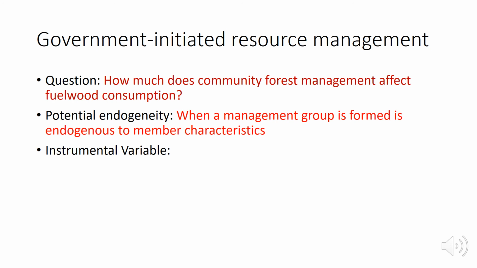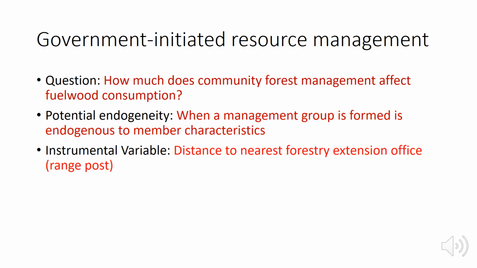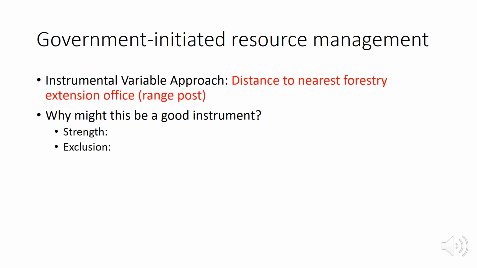Yeah, Elizabeth. I'm not sure if this would be one, but like the type of community, if it's like close to the forest versus in like a more urbanized area. Yeah, that's absolutely right. And that's actually what the paper uses. We'll put it in a different term. We'll put distance to the nearest forestry extension office, which is also called a range post. So in community-initiated resource management, we have distance to the nearest forestry extension office or range post.